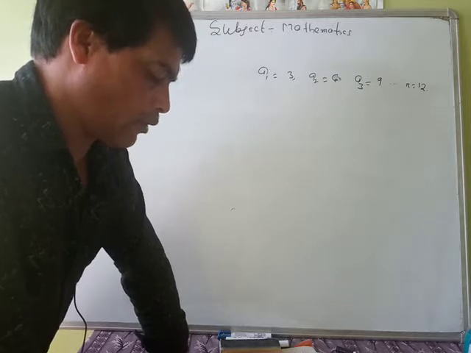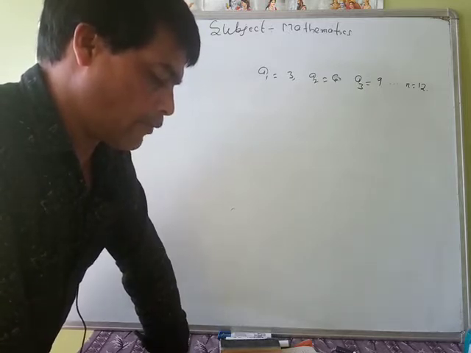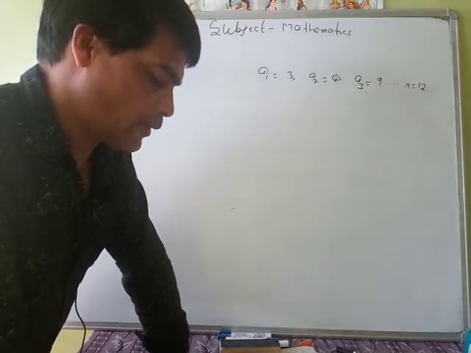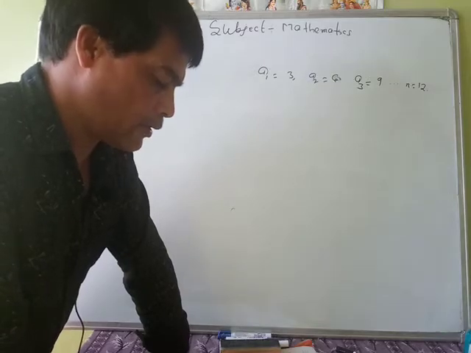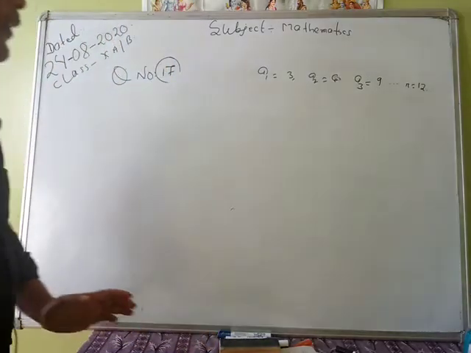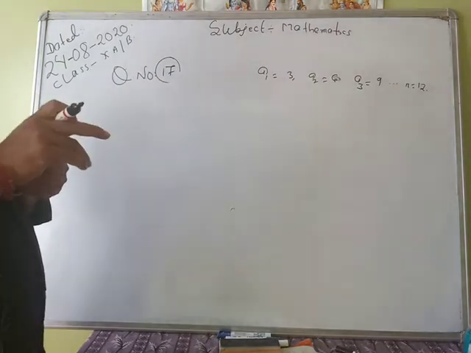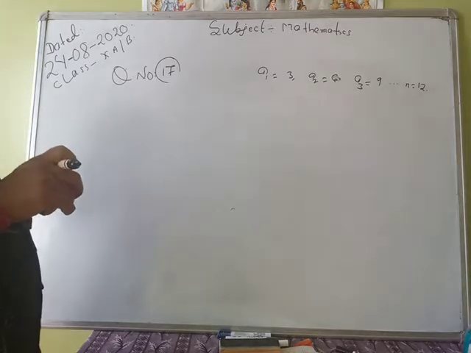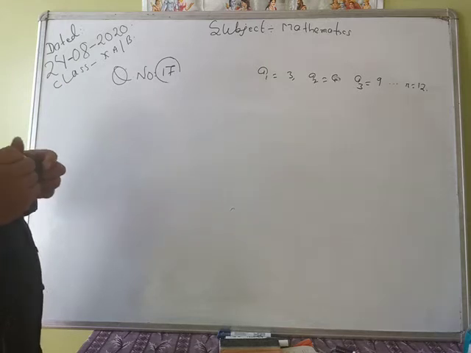You have to decide that in whichever class you learn, the same number of plants you have to plant in your surroundings. If you learn in class 1, then you have to plant 1 tree. If you learn in class 2, then you have to plant 2 trees. If you learn in class 3, you have to plant 3 trees. Up to class 12, then you have to plant 12 trees.